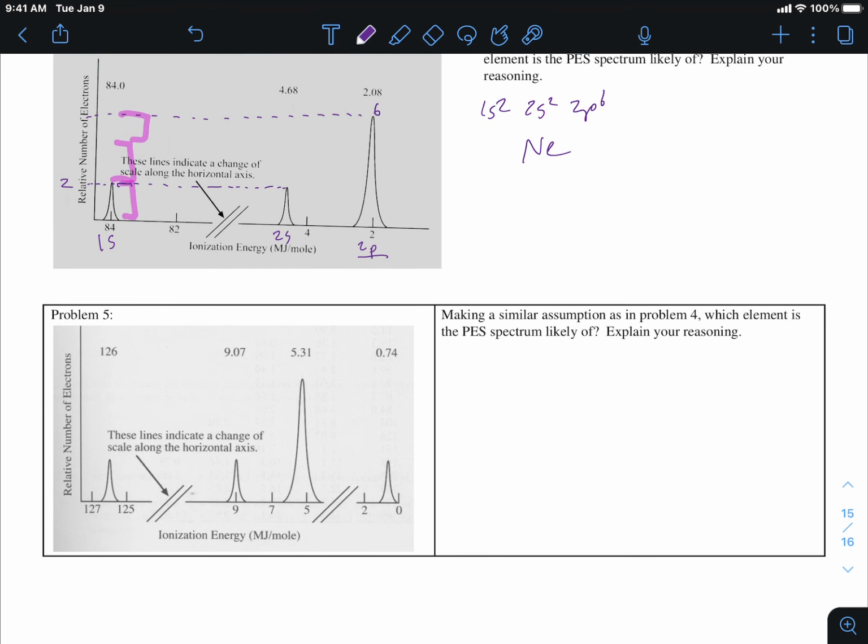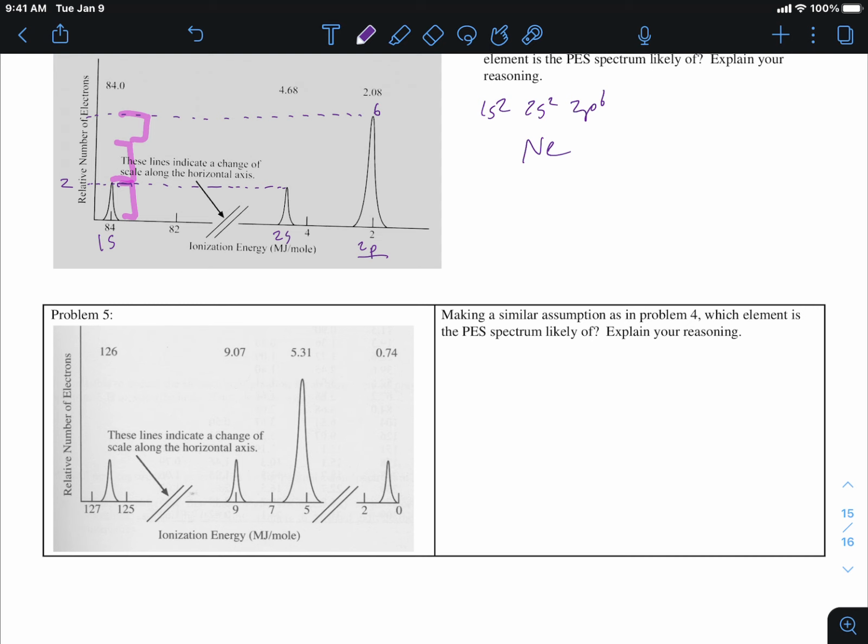Okay. Making a similar assumption as in problem 4, which element is this PES spectrum likely of? So take a look at that and see if you can come up with it. It's problem 5. Which element is that? What do you guys think? Eva, what do you think that is?